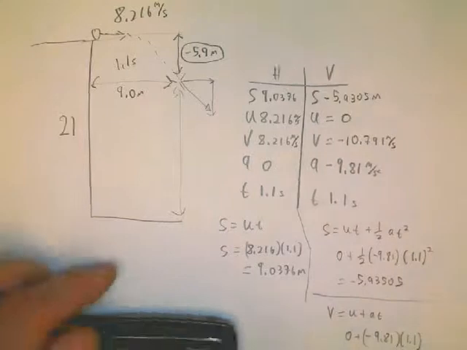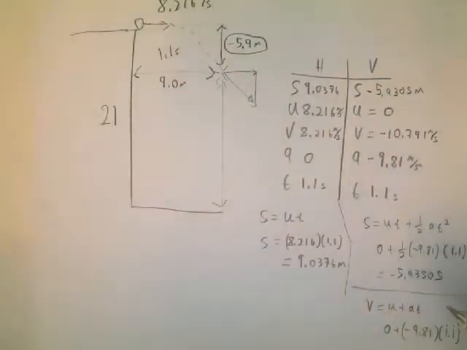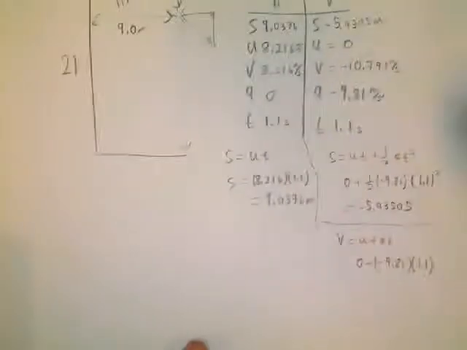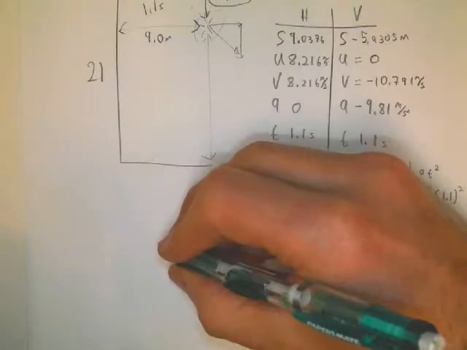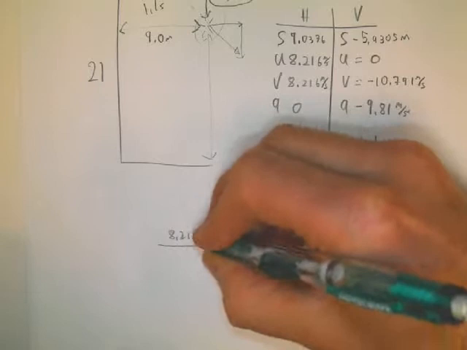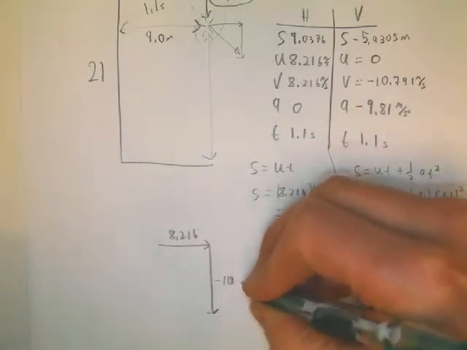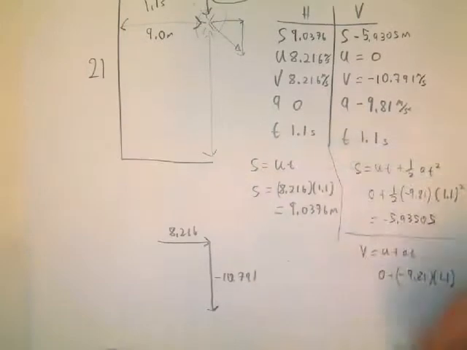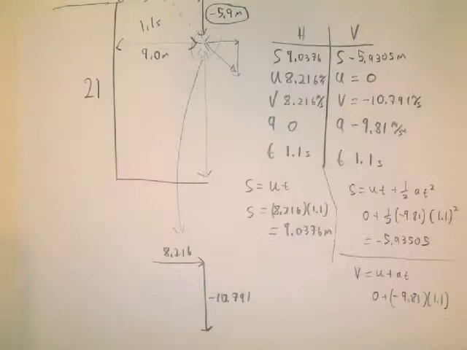It says give the velocity of the ball, right? And whenever they say velocity, they always mean that it should be an angle and magnitude vector. So here's what it looks like. Right at this point right here, it is going over 8.216 and down a bit faster, minus 10.791. So we're talking about that vector right there. It looks like this. And then we can have a magnitude and an angle.